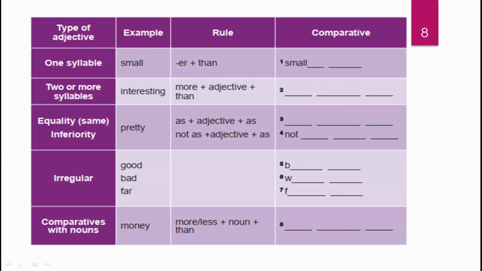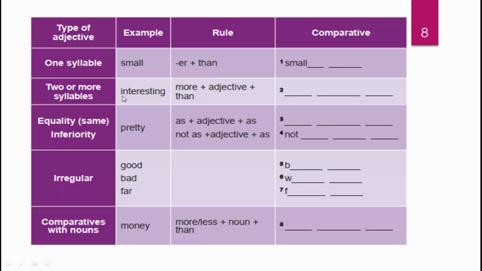And on the next page, page 69, we have to complete the things that they ask you to do. The first one is one syllable, for example the word small. The rule is you have to add er and then write the word than. So small becomes what, and then plus the word than.